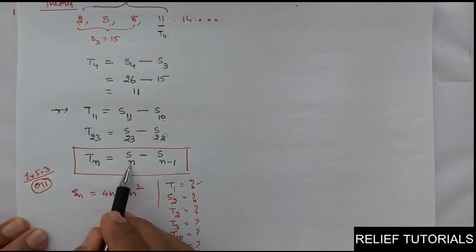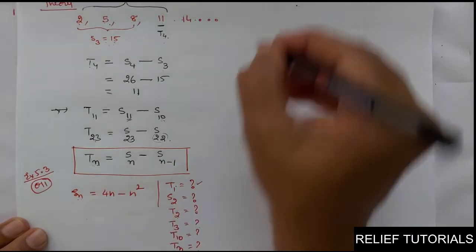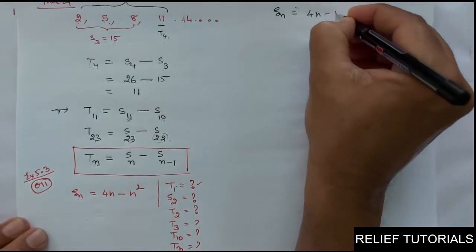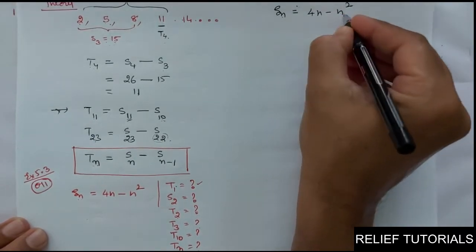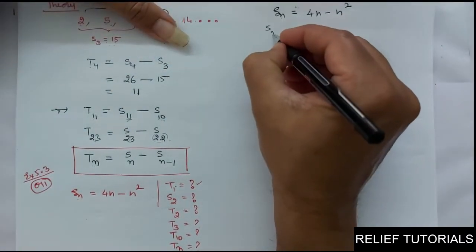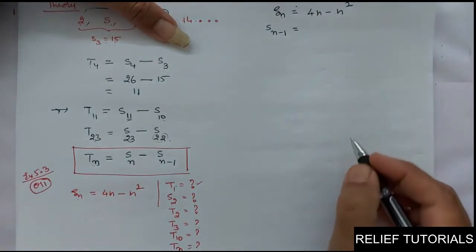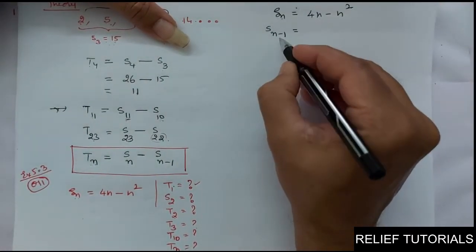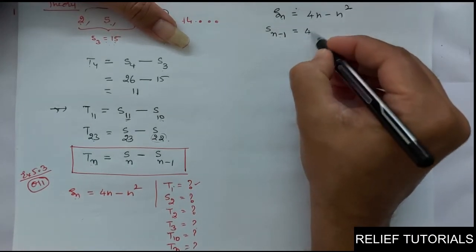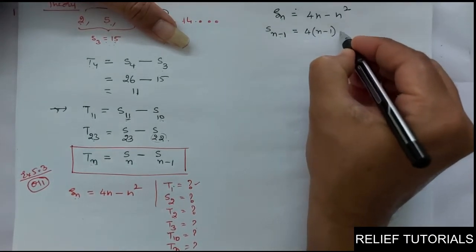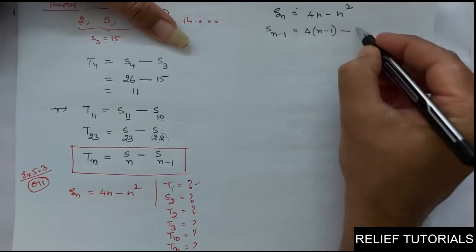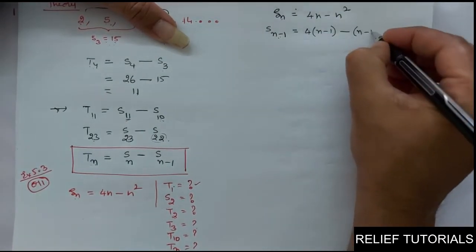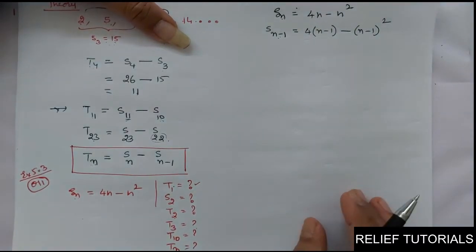So Tn is equal to Sn minus Sn minus 1. So what do you have here? You have Sn. Sn is 4n minus n square. So if it is n, you will write here n. Now you will get Sn minus 1. So n minus 1 means wherever there is n, you will write n minus 1. So here you write 4 into n minus 1 minus. And n here, n means you get n minus 1, the whole square. Have you got it this time?